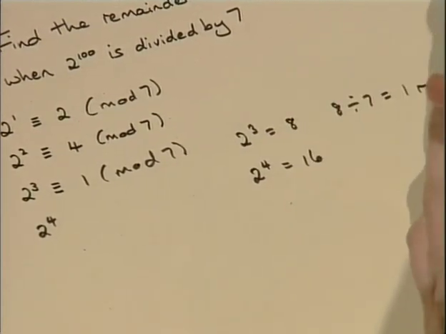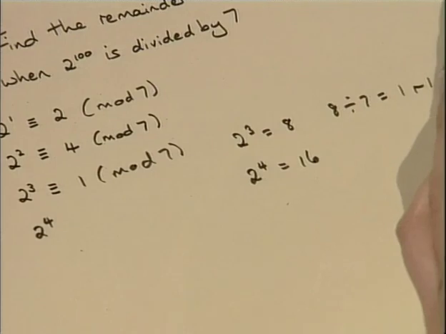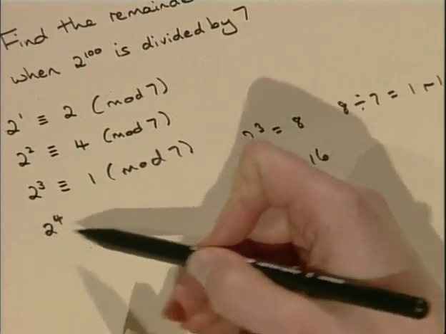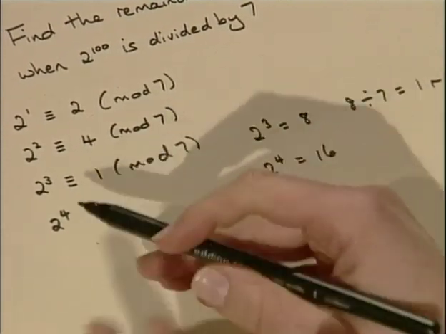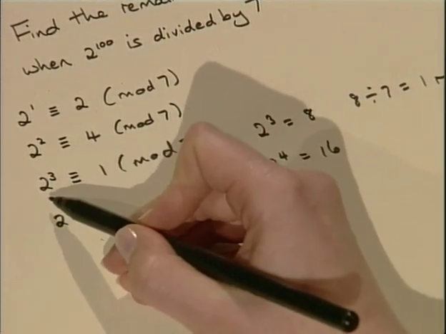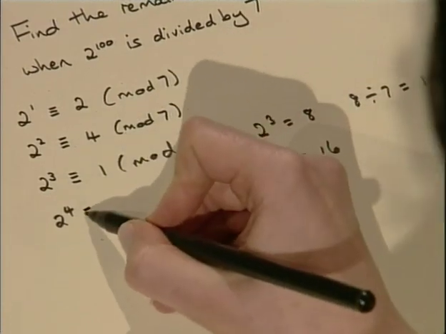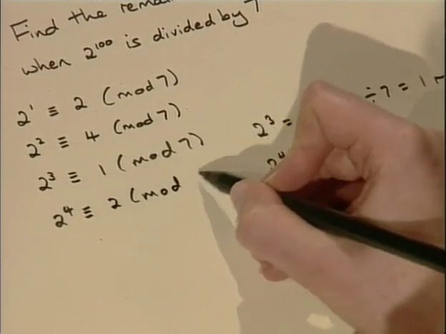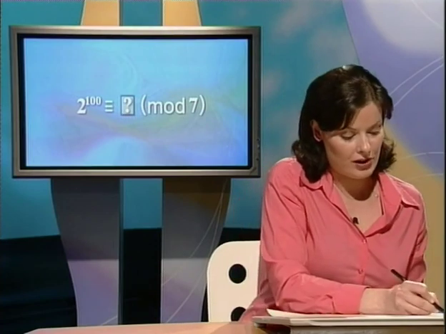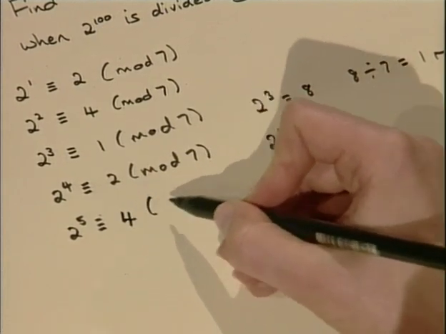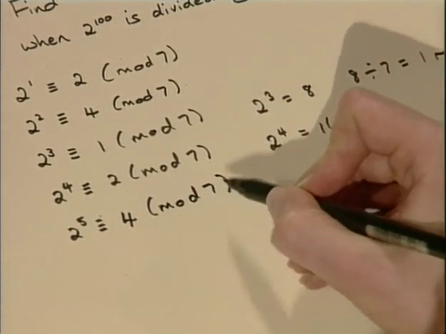But there's another way I can do it, using the multiplication rule for congruences. If I take both sides, 2 cubed, multiply that by 2, my answer will be 1 multiplied by 2. So I'm multiplying both sides by 2. So 2 to the power 4, which is 2 cubed multiplied by 2, that's congruent to 1 multiplied by 2. So that's 2. So the answer is 2 modulo 7. And I'm going to use that same method to work out 2 to the power 5. So 2 times 2, well, that's 4. So 2 to the power 5 is congruent to 4 modulo 7.